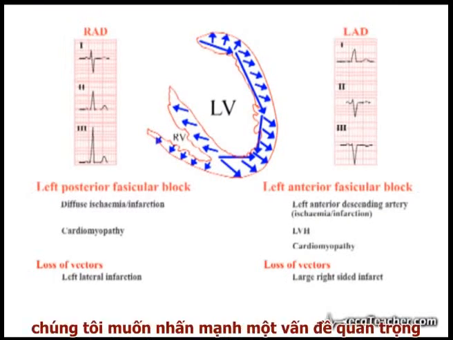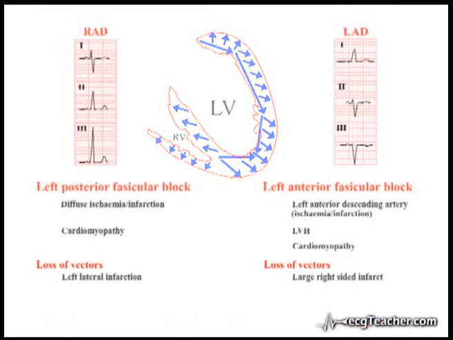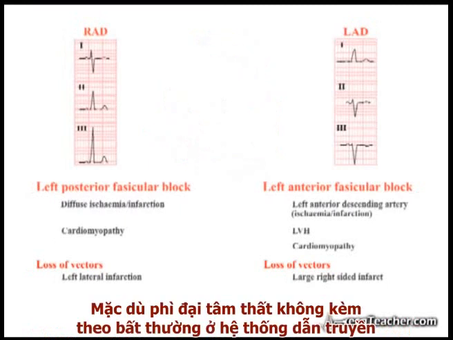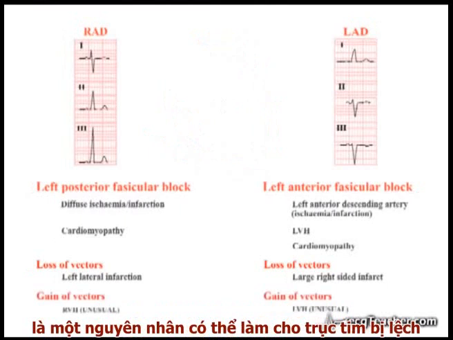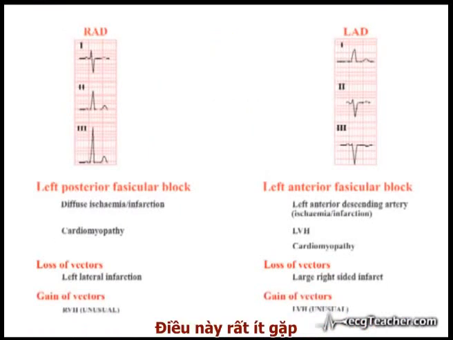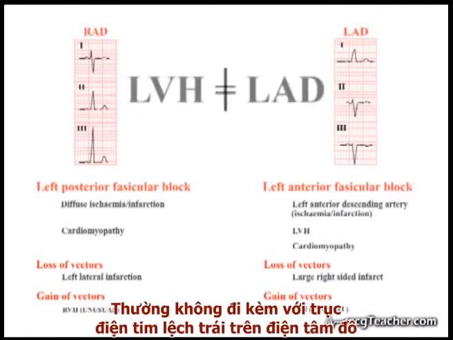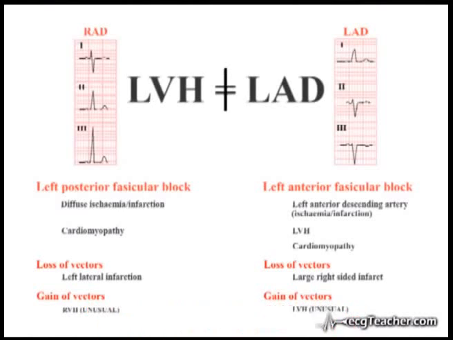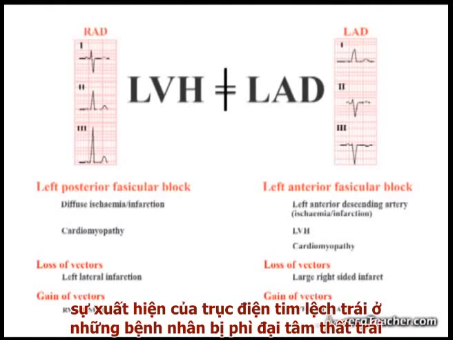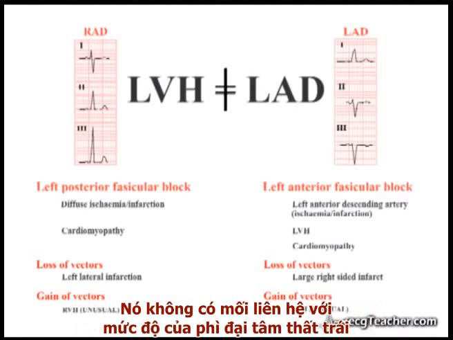Before we move on, we would like to emphasize one important point. Although ventricular hypertrophy in the absence of conduction defects is a potential cause of axis deviation, this is very unusual. The great majority of patients with left ventricular hypertrophy from whatever cause do not have left axis deviation on their ECG. Furthermore, and perhaps surprisingly, the presence or otherwise of LAD in patients with left ventricular hypertrophy bears no relationship to the degree of hypertrophy present.